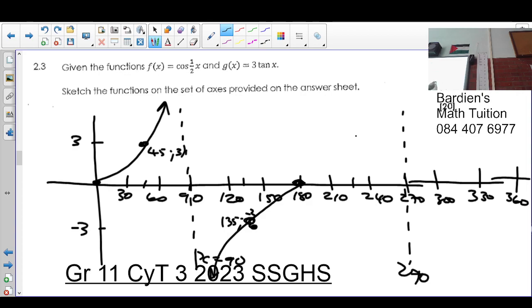In line with that, 225. The graph comes close to the asymptote. Same story here. The graph does that. This is the graph of g of x.